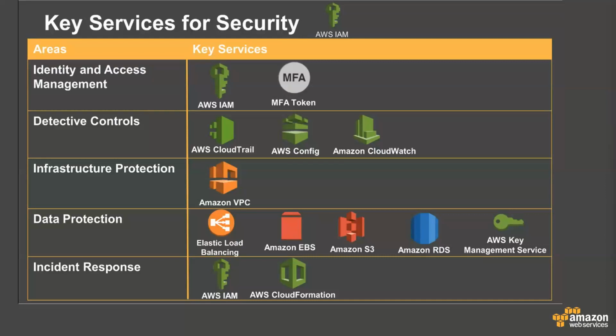Then we have data protection. The services are Elastic Load Balancing, Amazon EBS, S3, RDS, and KMS. So make sure your volumes are encrypted. Make sure your RDS has the necessary login credentials, username and password. Make sure you're using KMS to encrypt your S3 buckets and all that.